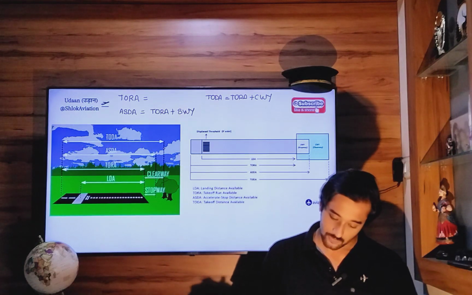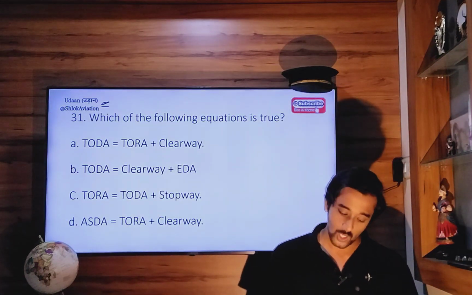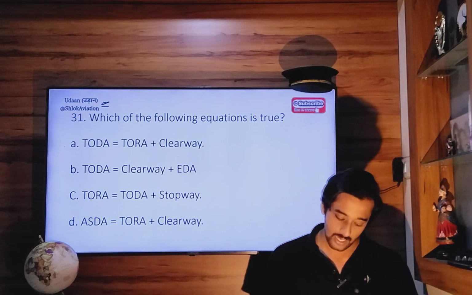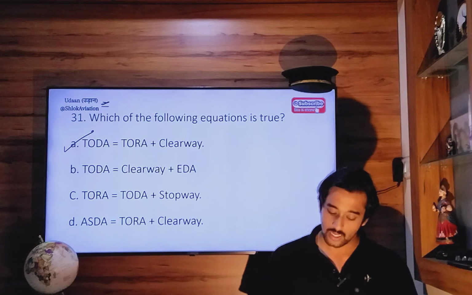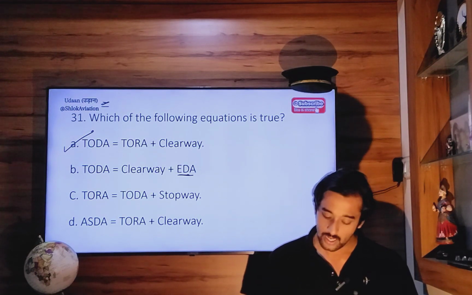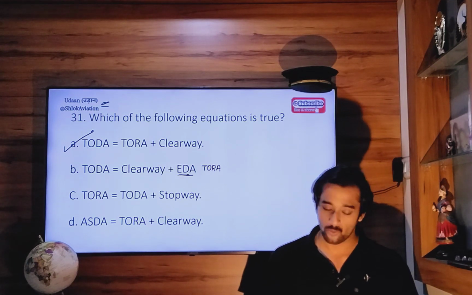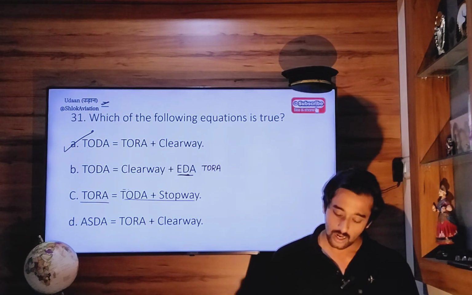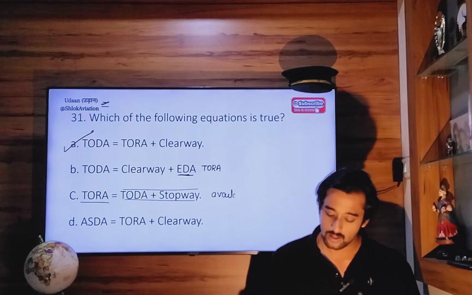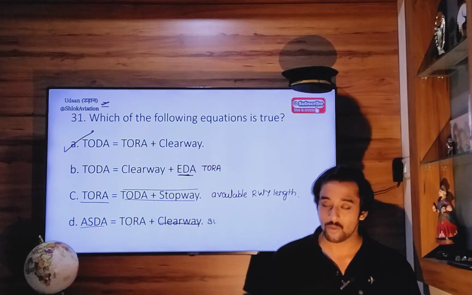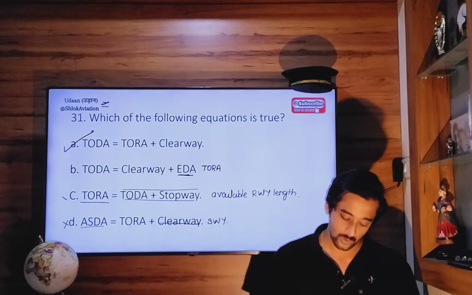Fine. So over here, which of the following equations is true? Takeoff distance available equals takeoff run available plus clearway. Yes. Takeoff distance available equals clearway plus EDA? No, it should be takeoff run available. Takeoff run available is TODA plus stopway? No, takeoff run available is nothing but available runway distance, available runway length or declared distance. Accelerate stop distance available is takeoff run available plus stopway, not clearway, it is stopway.